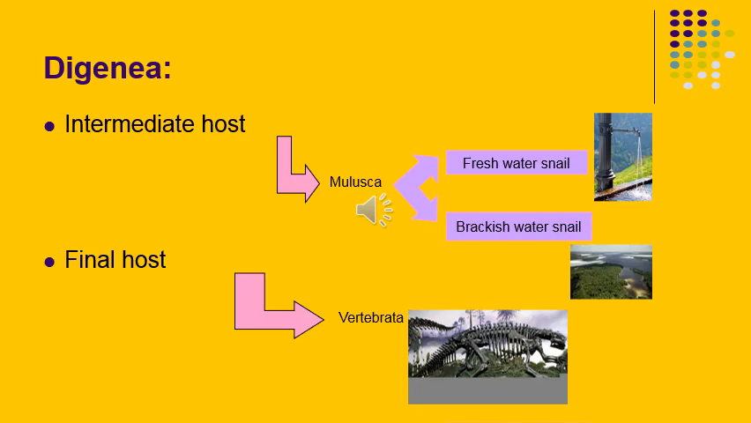In the next slide, we are talking about digenea. Digenea have two hosts. The first one is the intermediate host, which usually is a mollusca, which lives in fresh water or brackish water. And the final host usually is a vertebrate, and humans can accidentally be infected with these worms.